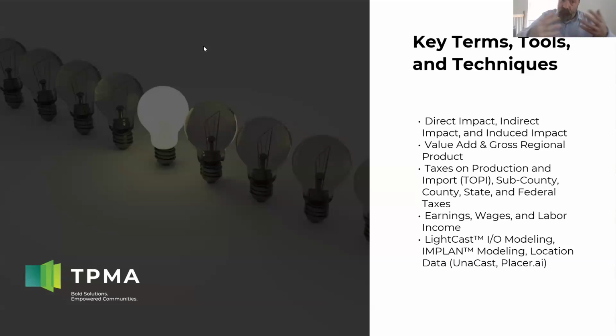And then, of course, the supply chain generates tax revenue: tax on production and imports, property tax, sales tax, all of those things which flow back into the government's coffers in one way, shape, or form. And again, that's part of the broader indirect impact of an initiative.